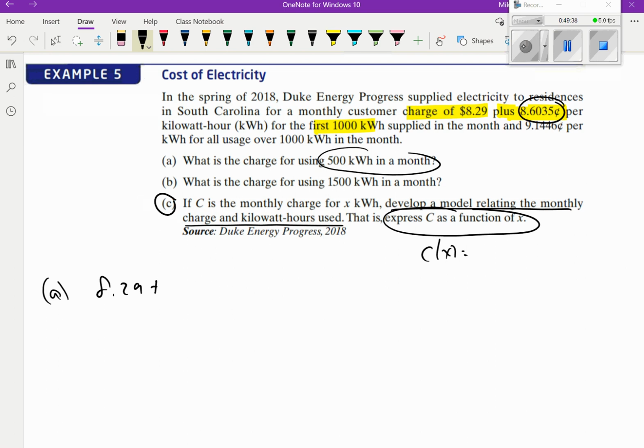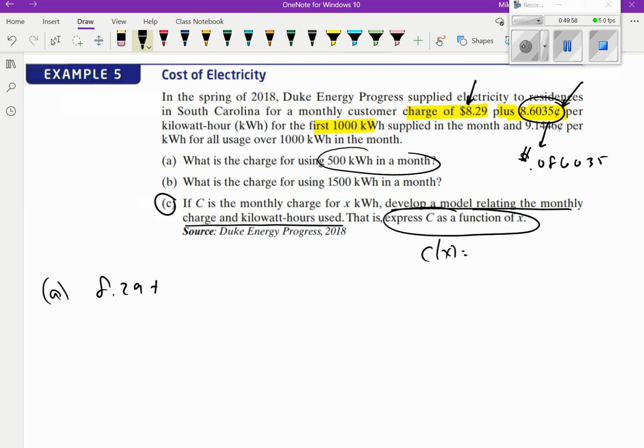Now, this is a little interesting here. We have 8.6035 cents. Notice our units changed, went from dollars to the cent sign. So in dollars, this would be 0.08. That'd be 8 cents. Then just carry the other values behind that. So that would be the dollar amount.